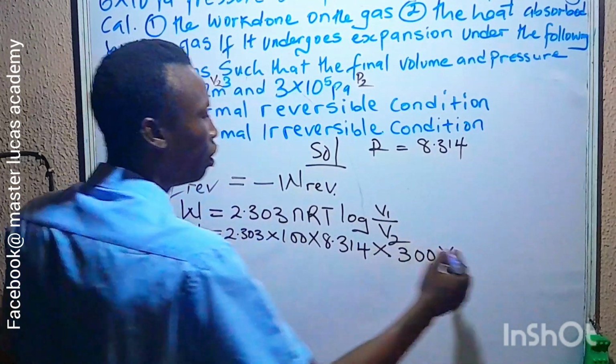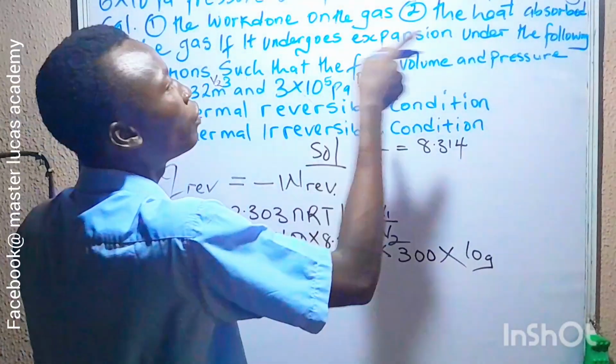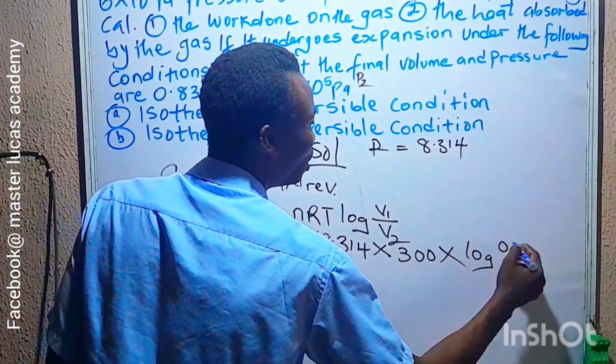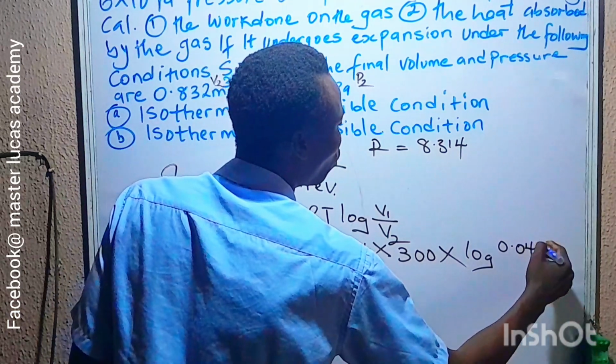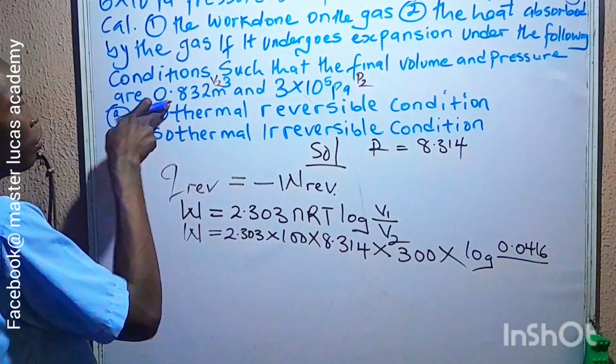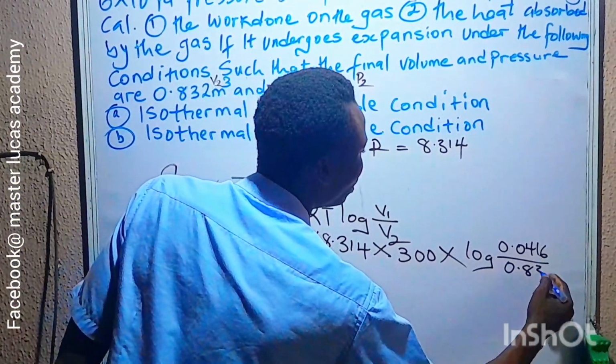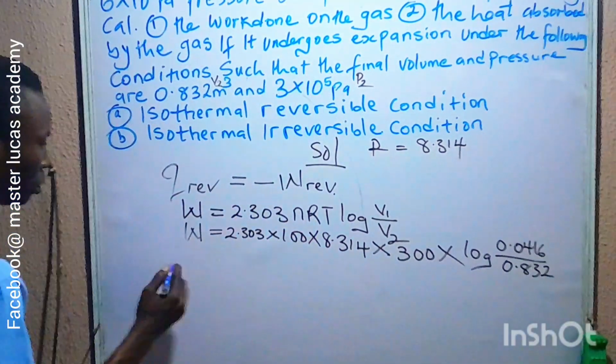Then multiply by log. The log of what? Of V1. What is the value of your volume 1? This is given here to be 0.0416 over the value of your V2. What is the volume V2 given to you? 0.832. Now come to the next step.